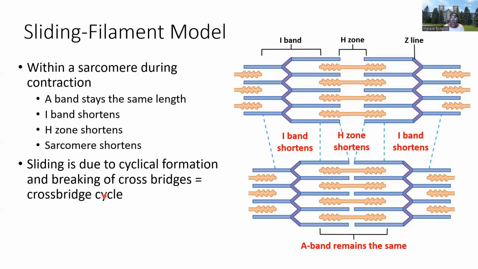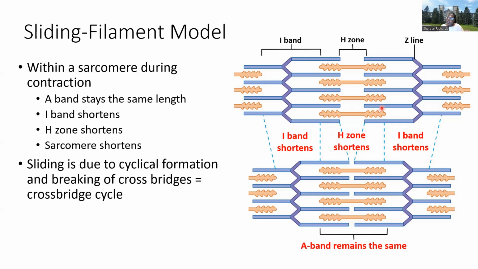The A band is the only area that remains the same in the relaxed state of the muscle and the contracted state of the muscle. Everything else gets shorter as the sliding filament happens, as we make the cross bridge. The cross bridge, again, is the contact made between myosin heads and the actin or thin filament.